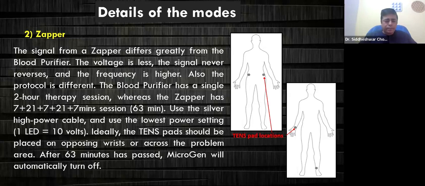So after 63 minutes of the zapping session, the MicroGen automatically turns off. You don't have to worry about it, right? It will just give you a quick zap and then go off. It is that simple. Now, the second TENS pad location you can also have a look at. That is your right wrist and the left ankle. In general, if you want to cover the entire body, you can keep the TENS pads here.